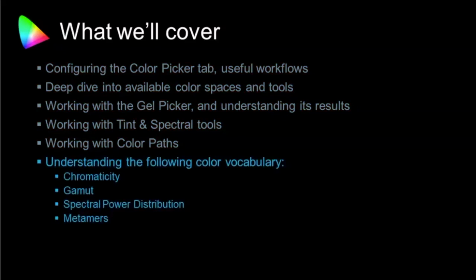I think some of the important things that we'll hit along the way will be understanding some of the color vocabulary that we use. You can see a few words here: chromaticity, gamut, spectral power distribution, and metamers. Those are all things that are kind of pivotal to how our color system operates. So we'll be doing a couple of sidebars here and there to dig into what those things are.